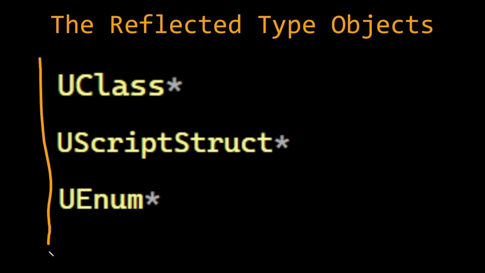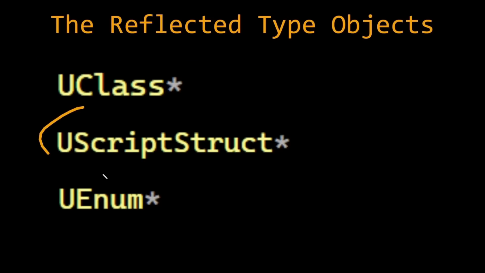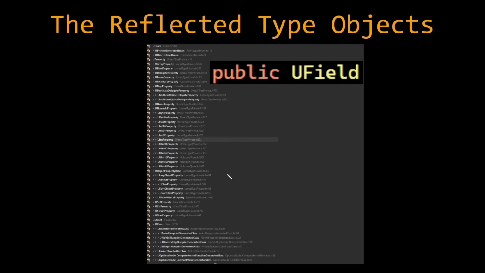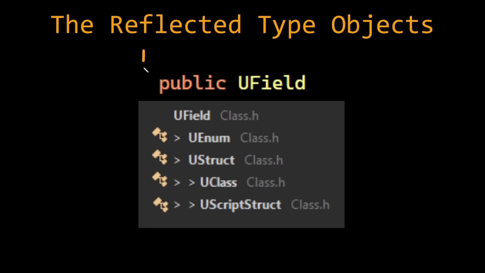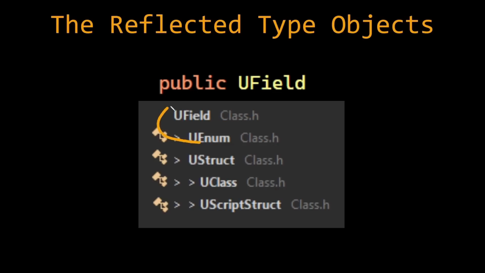And so the reflection system and the engine seems to rely on these reflected types. So there's UClass, UScriptStruct, and UEnum. And there's a lot more. All of those inherit from UField. And you can see all the different types of reflection types in the engine. And just to make that clear, a lot of these are inheriting from UField. So we have UClass and UScriptStruct, which are both UStructs. And the UStruct is a UField. And UEnum is its own thing. It just inherits from UField.